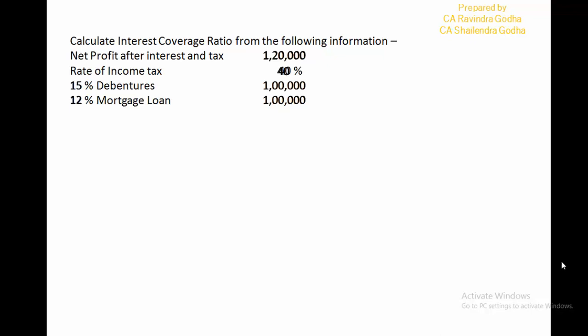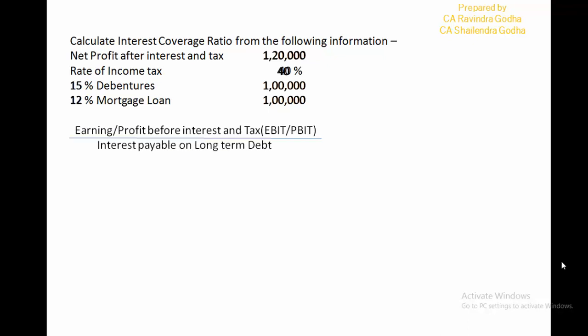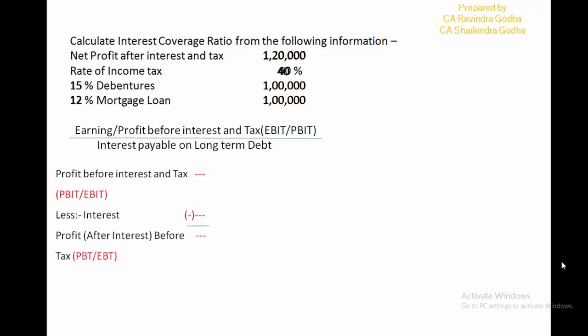15% debentures are given, 1 lakh rupees. 12% mortgage loan is given, 1 lakh rupees. Both of these are long-term borrowings, and the interest rate is 15% on debenture and 12% on mortgage loan. The formula is profit before interest and tax divided by interest payable on long-term debt. Again in this question, I am explaining the relationship of interest and tax. Profit before interest and tax, PBIT or EBIT, and after deducting interest from it, we get profit before tax. Then by deducting tax from it, we get profit after interest and tax.